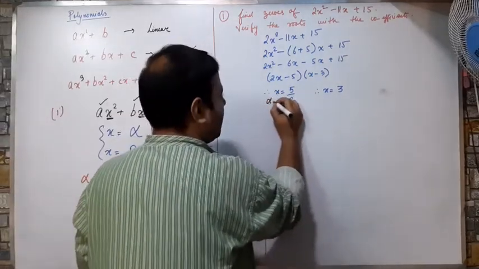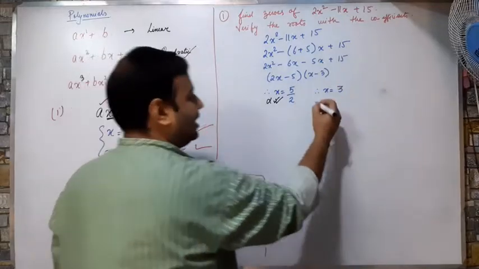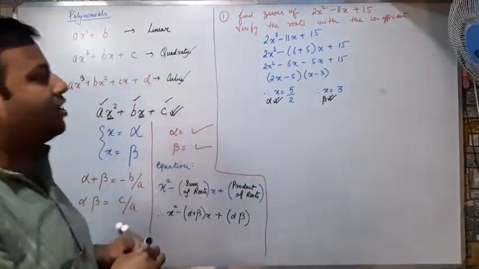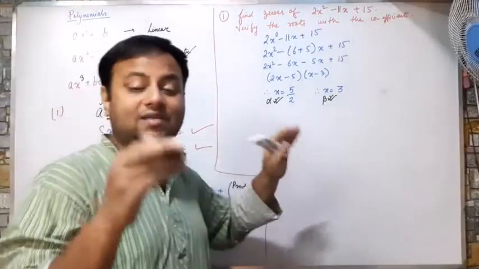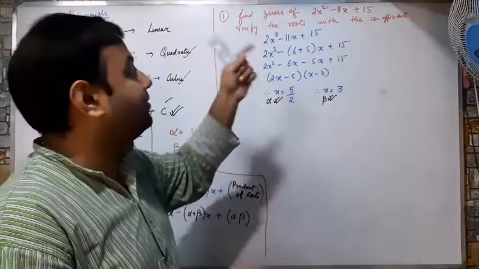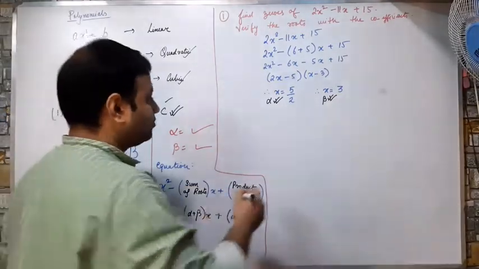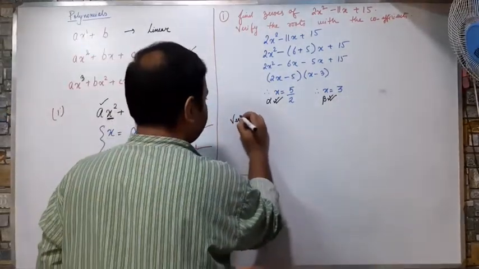Let this be alpha, and let this be beta. So I have successfully calculated the two roots, but I have not yet verified whether my roots are correct with the coefficients or not. Let us try then. We will write here verification.